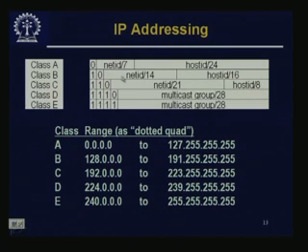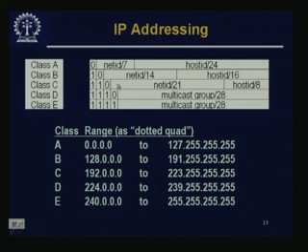So, you can have 16,000 different class B networks, and each network can contain 2 to the power 16 hosts, which is about 64,000 hosts. So, these are also fairly big networks, and there are networks of that order, but you have only 2 to the power 14 or 16,000 such networks, you cannot have more.